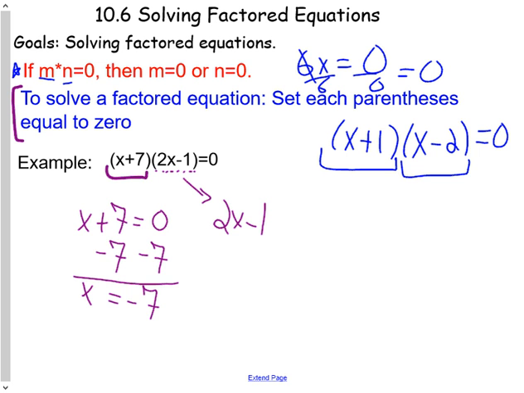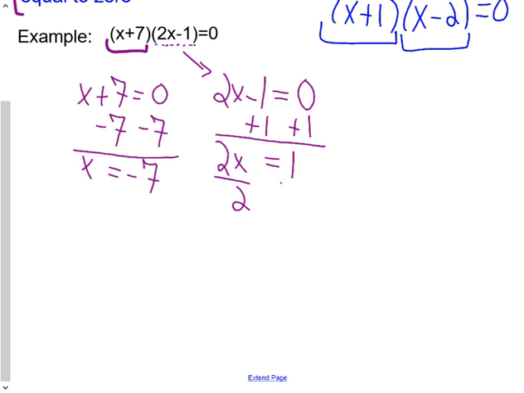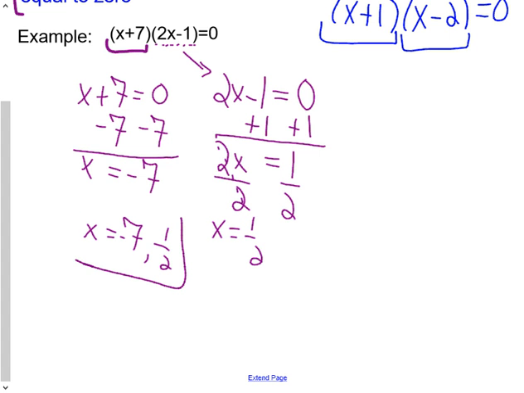The other parentheses also could equal 0, right? And so we're going to add away from the 2x. The opposite of minus 1 is adding, so we add to get 2x equals 1. And now dividing both sides by 2, because I want 1x, the opposite of multiply is divide, I get x is a half. And so I got two answers. x can equal minus 7 or a half. Both of those numbers will make the equation 0.